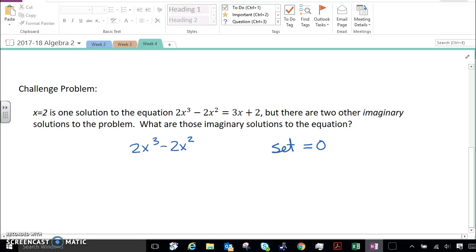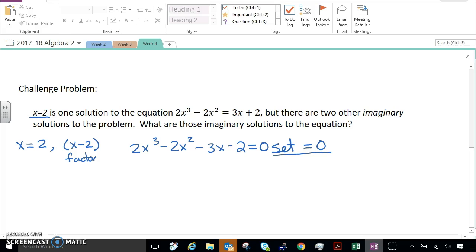Similar to the last problem, we're going to set the equation equal to 0 by subtracting 3x and subtracting 2. So this equals 0. We've forced that. Now we can use the fact that one solution is x minus 2. I mean, if x equals 2, then x minus 2 is a factor. And so we want the other factors.